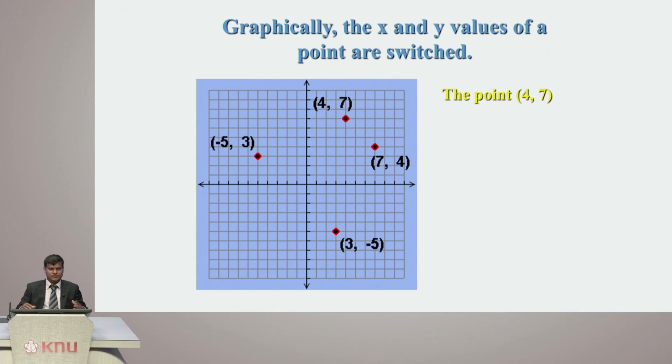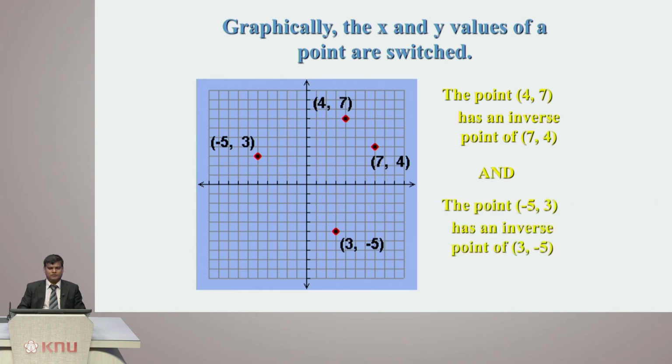If you want to represent things graphically, the x and y values of the points are switched. Say we have the point (4, 7), and (7, 4) is the inverse of (4, 7). For (-5, 3), the inverse would be (3, -5), just the reflection of these points. That's a simple example for us to understand.